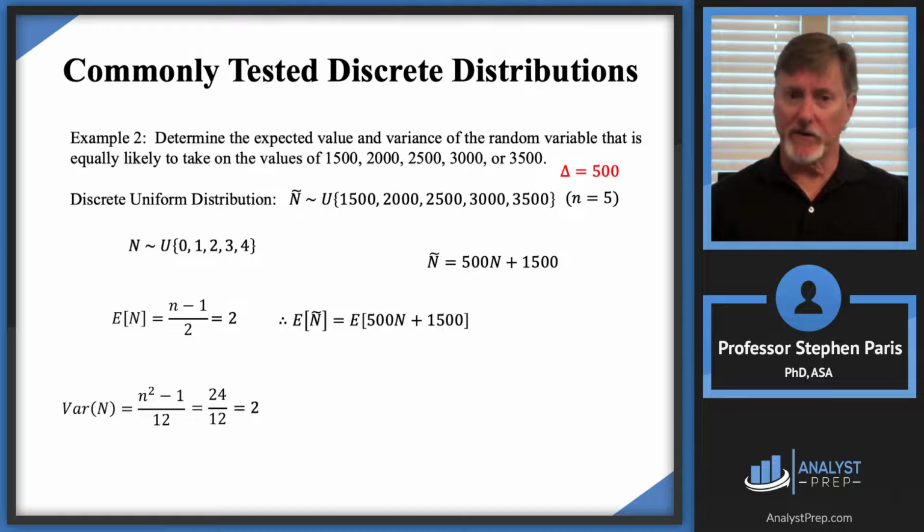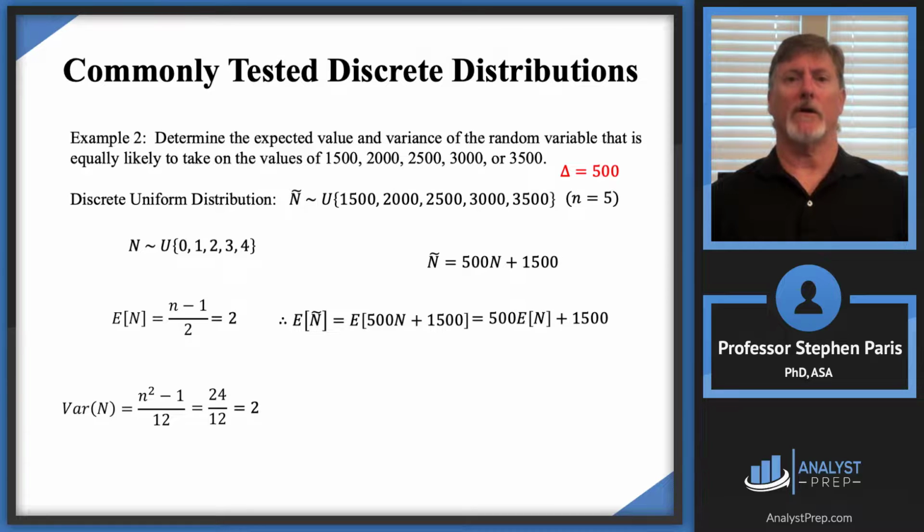So the expected value of cap N tilde would be the expected value of 500 times cap N plus 1,500. Use properties of expected value. I know that the expected value of cap N is 2, cap N being the 5-point standard discrete uniform distribution. Plug in a 2 for the expected value of cap N, and I get 2,500 for the expected value of cap N tilde. But again, notice that's just the average of all the values.